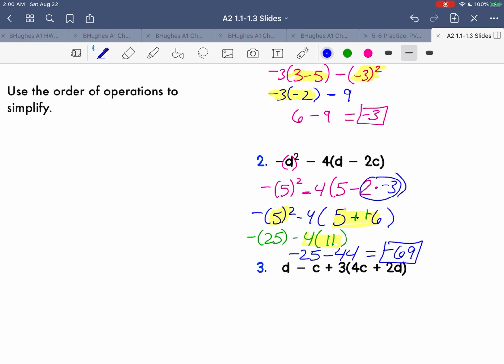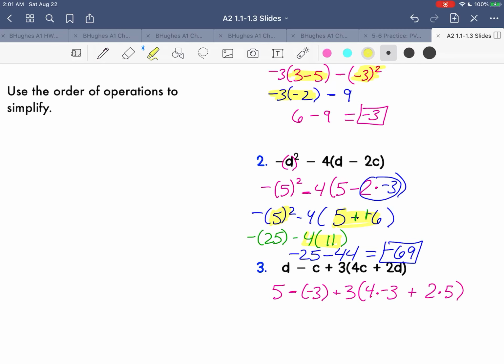And then my last one, again, we're replacing D's with 5 and C's with negative 3. So for the D value, I'm going to use 5 minus. For the C value, I'm going to use negative 3 plus 3. This means 4 times C. This means 2 times D. So I'm going to do 4 times negative 3 plus 2 times 5.